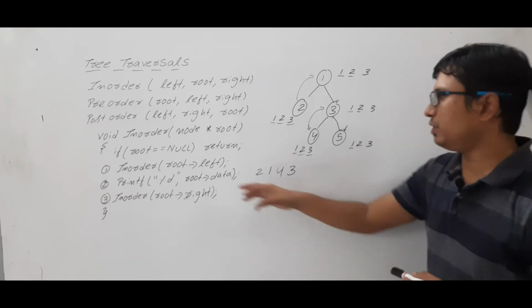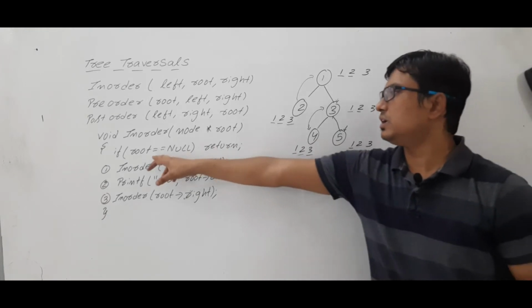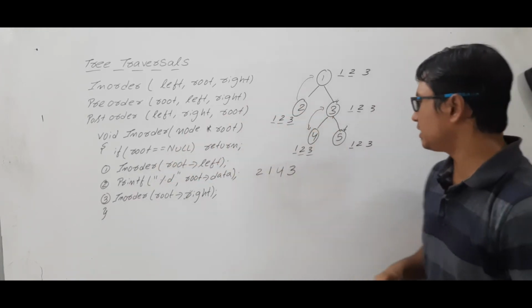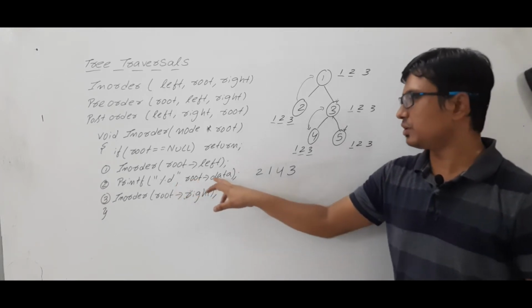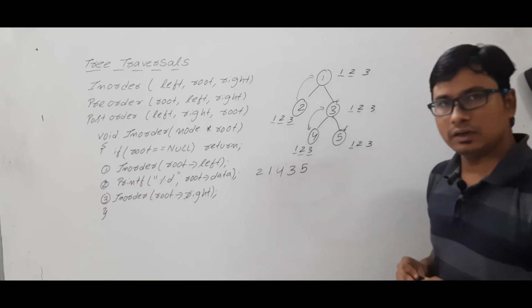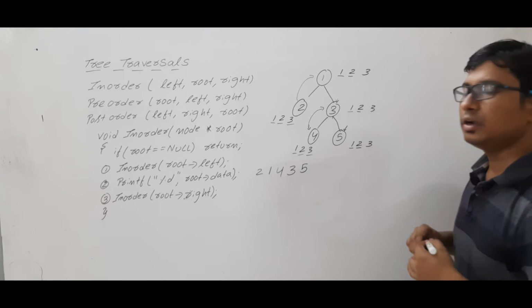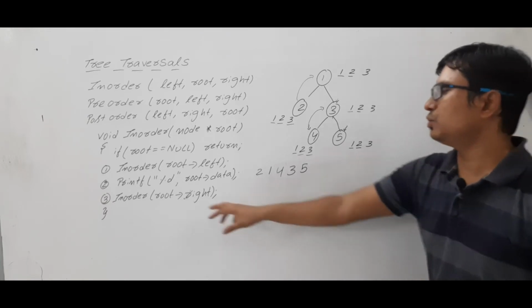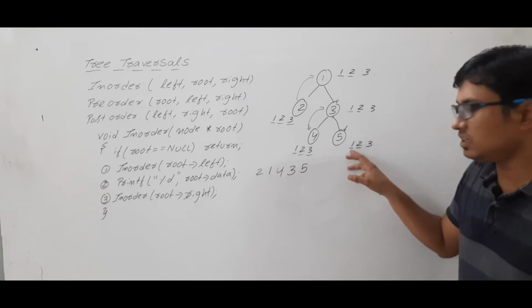If it is step 1, root of left. Root of left is null. So null is equal to null. You will return. Step 1 is completed. Now you will execute the step 2. Root of data, which is equal to 5. Okay. Then you will execute the step 3. You are done with the step 2. Now you will execute the step 3. Root of right. Root of right is equal to null, because it is a leaf node.